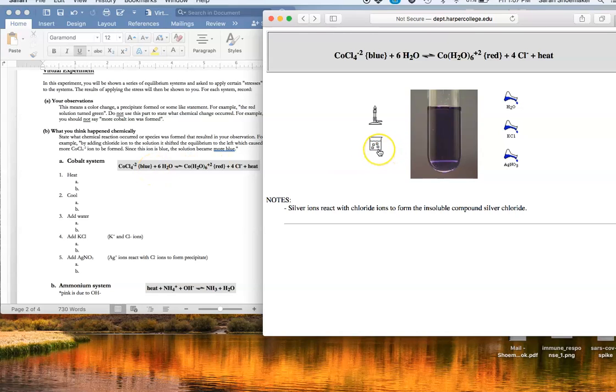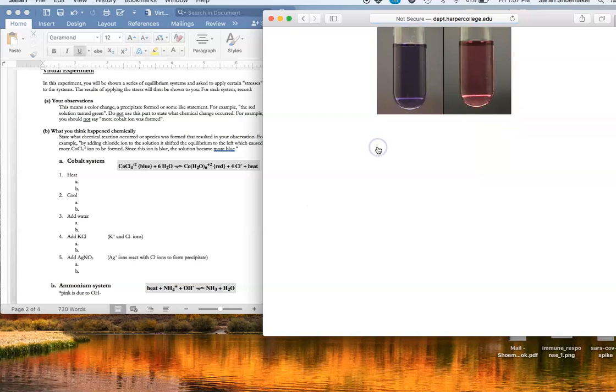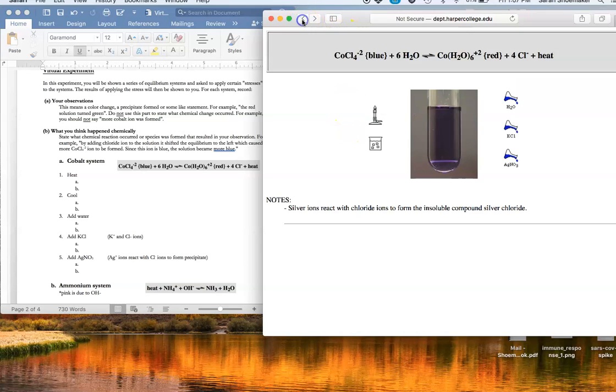Now we're going to do the opposite. We're going to cool the reaction. We're going to add some ice cubes here. And we'd expect to see the opposite, right? We expect it to shift the other way and be more red. So let's see. And that is, in fact, the case. It goes from violet to a pinkish color when we do that.